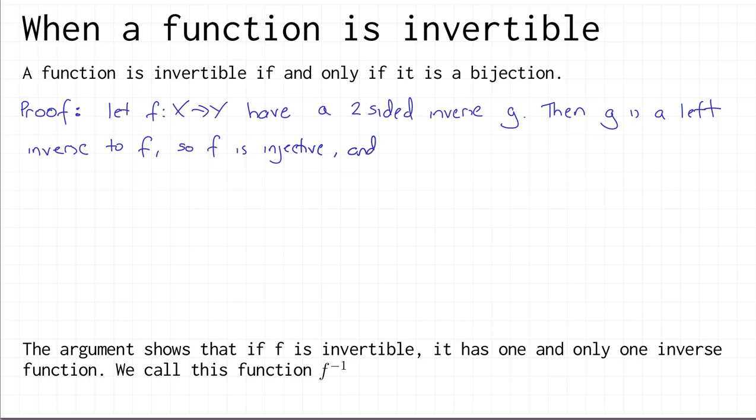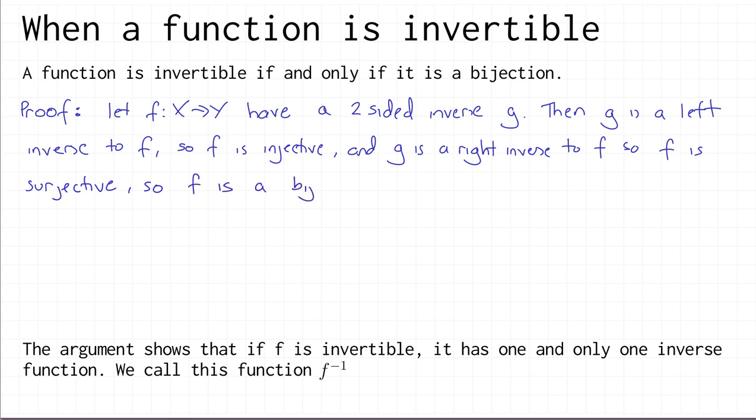And equally, g is a right inverse. So if it's a right inverse, then by the thing on the previous slide, f is surjective. So putting those together, f is a bijection. Okay, now the difficult direction, or the harder direction at least, is to show that if f is a bijection, then it must be invertible.